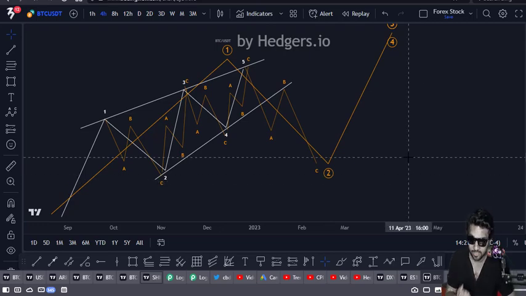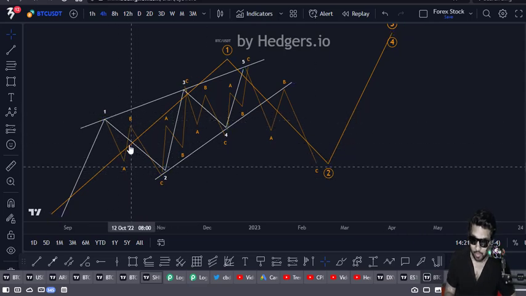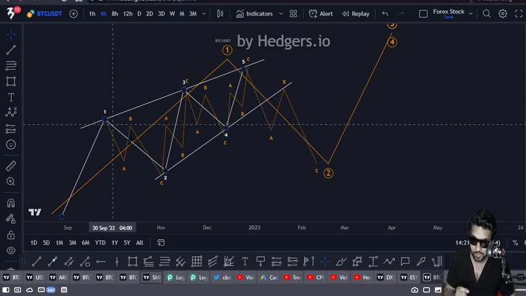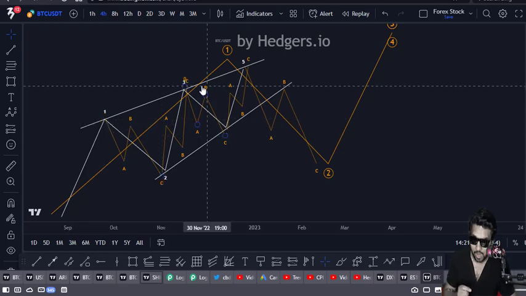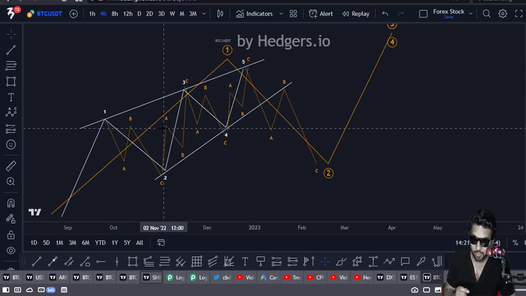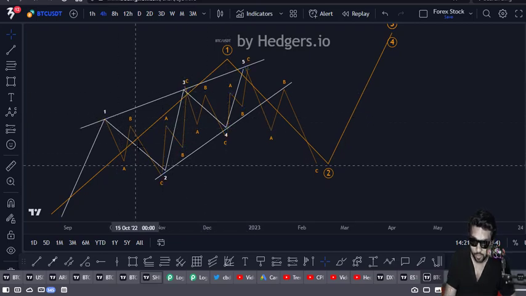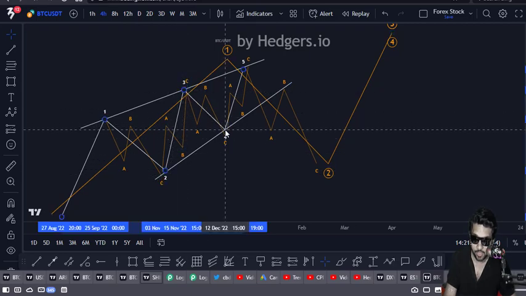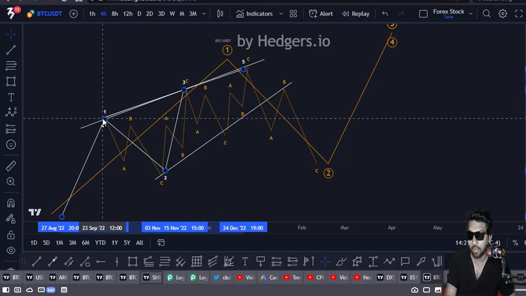What happens in a leading diagonal most of the time? How are you going to know that this is your leading diagonal? It is really simple. Once you see that price is making higher highs, higher lows, and tightening into a wedge formation of the ABC, and the fourth wave is breaching the wave 1.